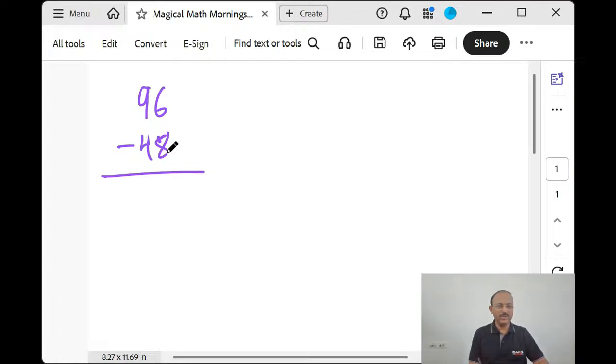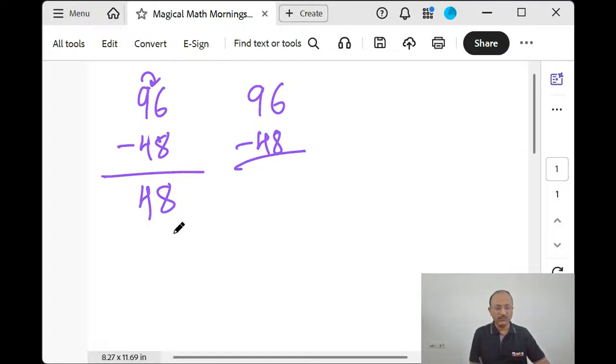What we do here: from 6 to 8, we cannot subtract, so we borrow 1. It will become 16. 16 minus 8 is 8. Then what is left here? 8. 8 minus 4, we'll take it as 4. Correct? But the other way to do 96 minus 48.